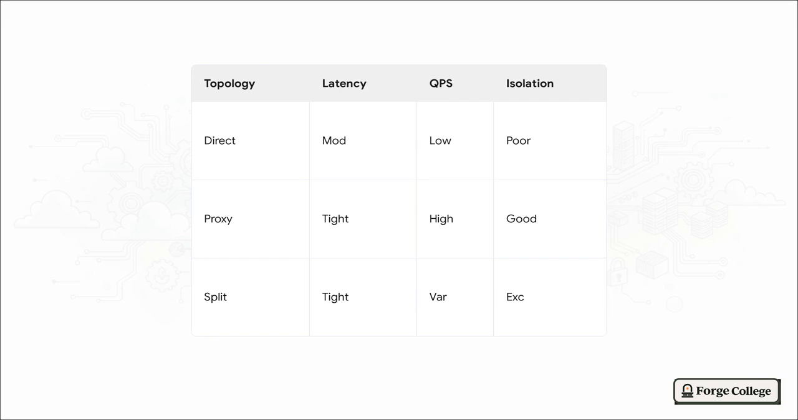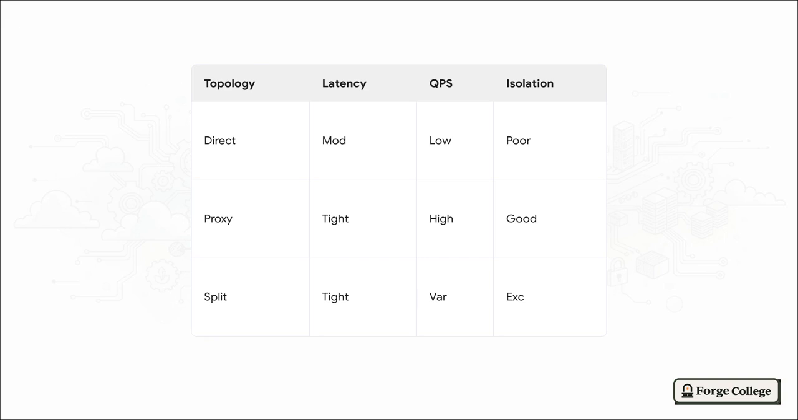It's operationally super simple, but the isolation for writes is pretty poor. You really only use this if your read volume is very, very low. Then, sitting in the middle, you've got the tiered proxy. This one's absolutely perfect for high read volumes where you need tight latency. And finally, the split stack setup. This is your Michelin star fine dining experience.